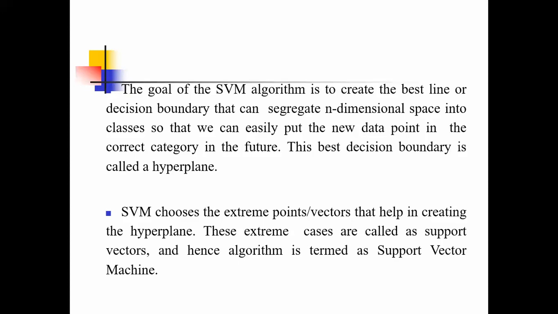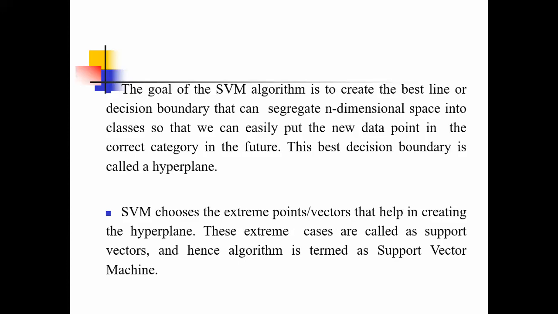That hyperplane will decide which class belongs to which category and which class belongs to another category. So in SVM, the hyperplane plays a major role in separating the data from one class to another class. SVM chooses the extreme points for classification. That classification will be decided by a decision boundary line, which, as we said, we call a hyperplane.